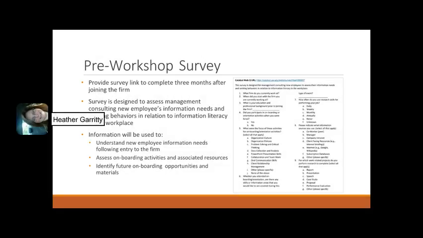As a precursor to this workshop, and possibly as an ongoing activity within the firm, the above survey will be used to assess new employee interactions with the firm. This will be given to those who have been at a firm after 3 months. It is designed to assess the information needs and seeking behaviors of this population in relation to information literacy. The survey will seek to achieve 3 main objectives: understanding new employee information needs following entry to the firm, assessing onboarding activities and associated resources, and identifying future onboarding opportunities and materials associated with information literacy.